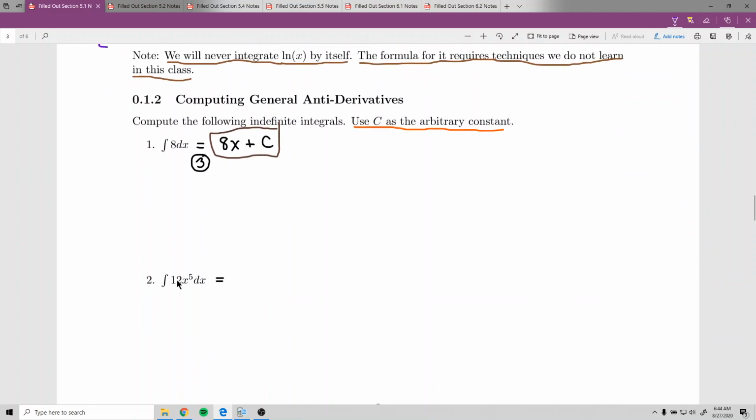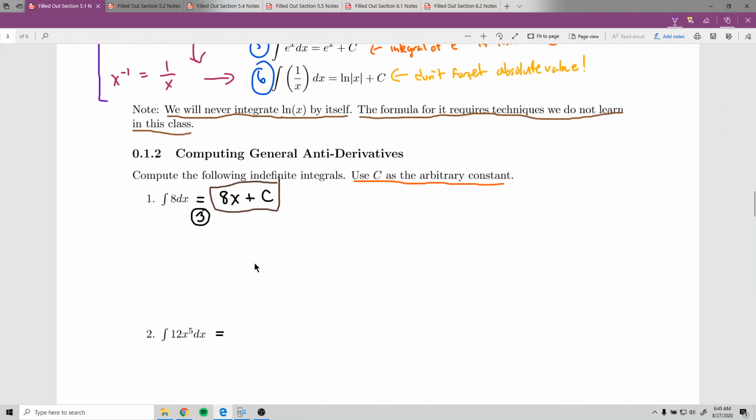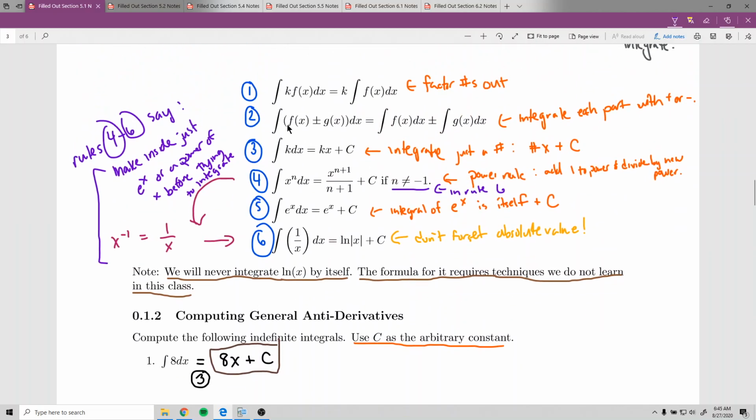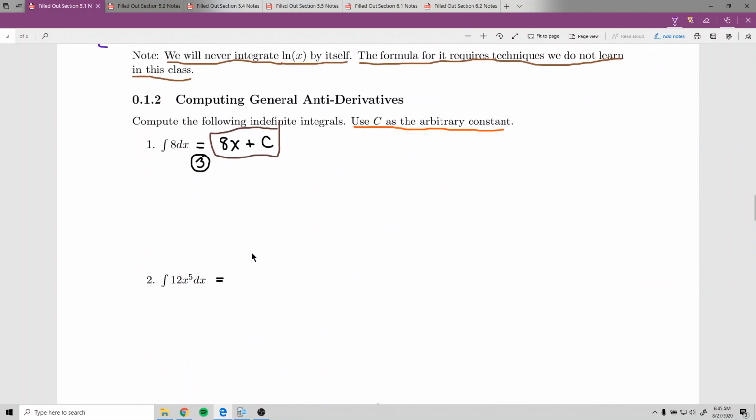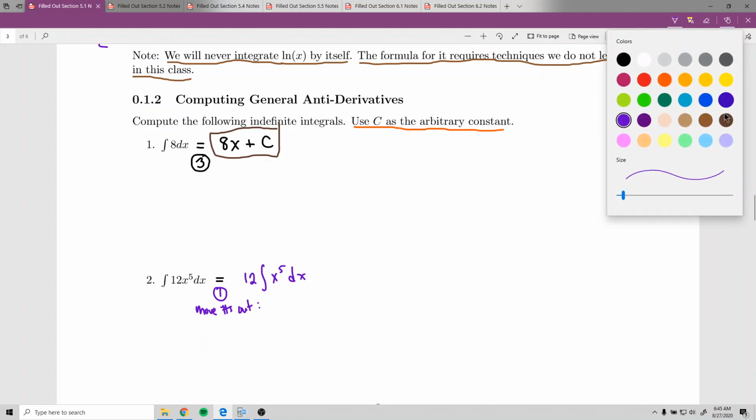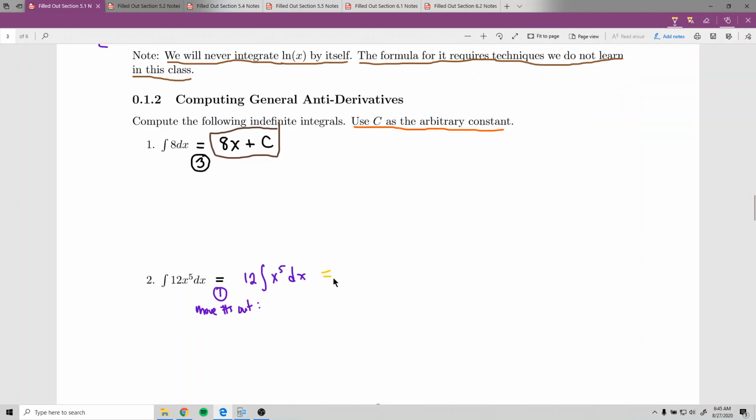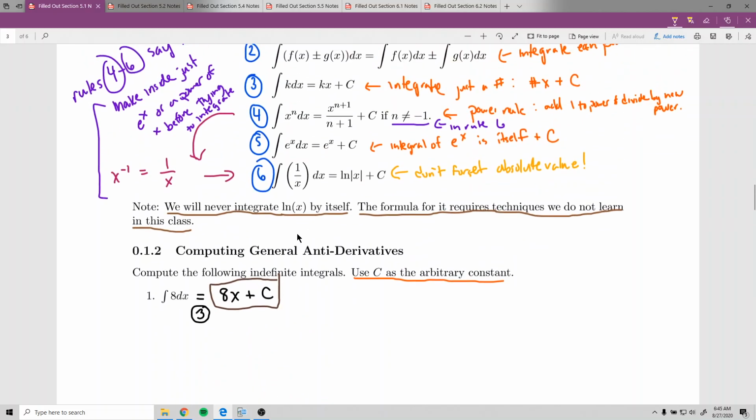Right? So here we don't have just a power of x inside because we have that 12. But what we are allowed to do with numbers is move them out with rule 1. So that's what I'm going to do. I'm going to first use rule 1 to move the numbers out. So we can move the 12 outside of the integral. And once we've done that, then we have only a power of x inside. So you will be able to use one of the rules to actually integrate it.